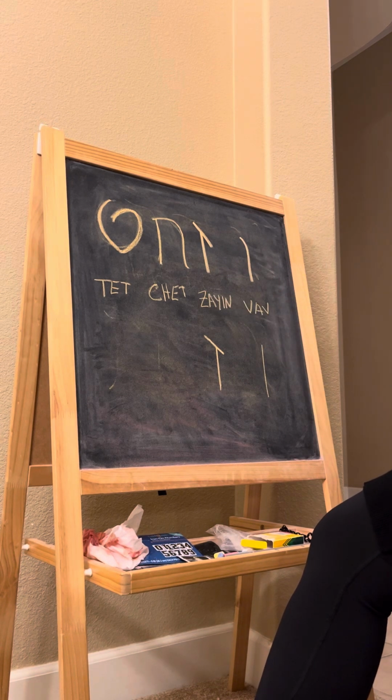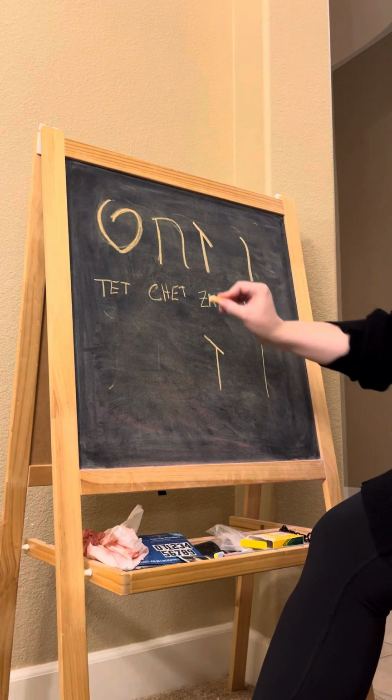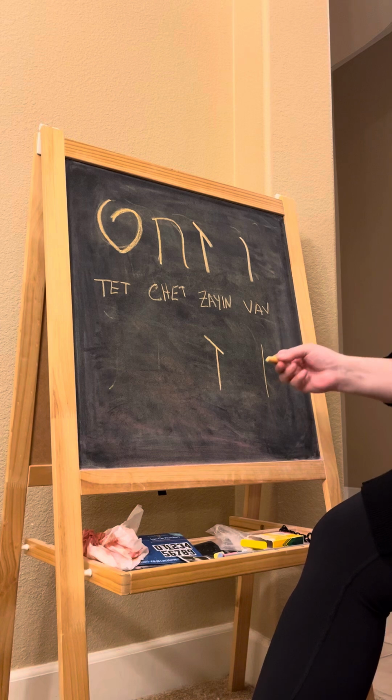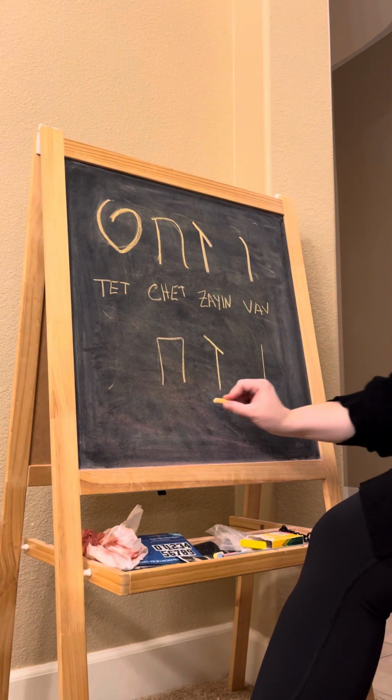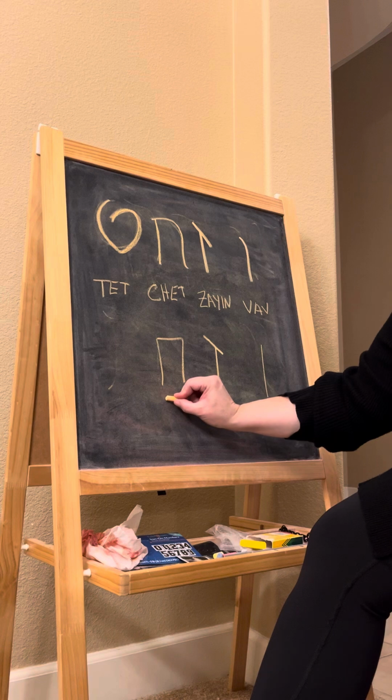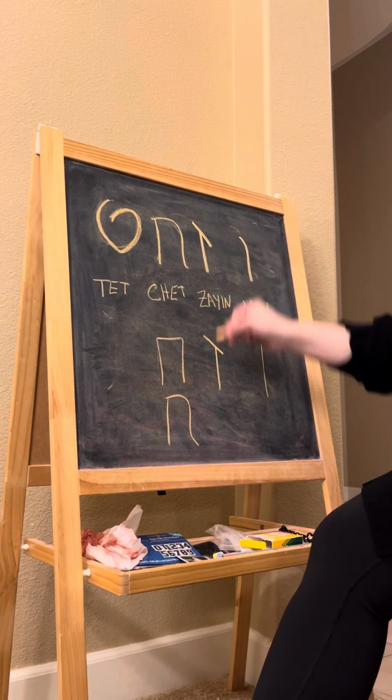Your Chet, it looks very similar to Hey, but there's no hole. And usually it looks just like it with a curve. Usually when I'm writing it, I just kind of do a rectangle like that, but otherwise you can be proper and do a curve and then down for the Chet.